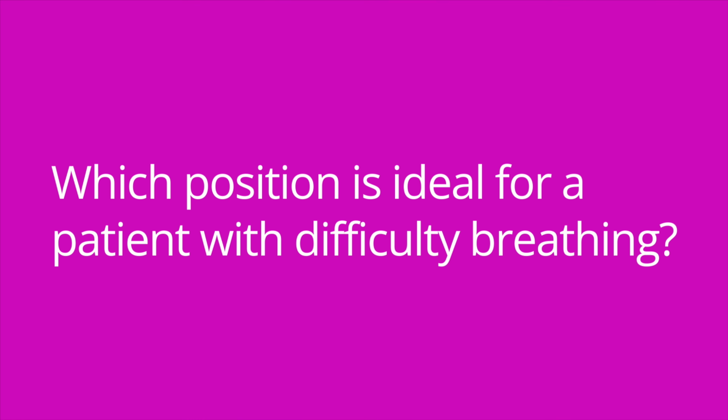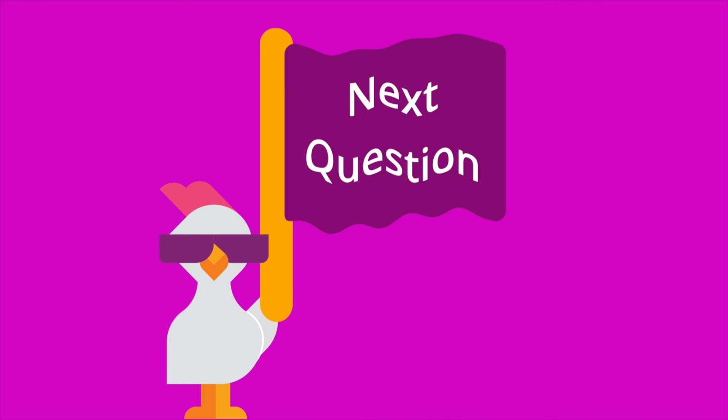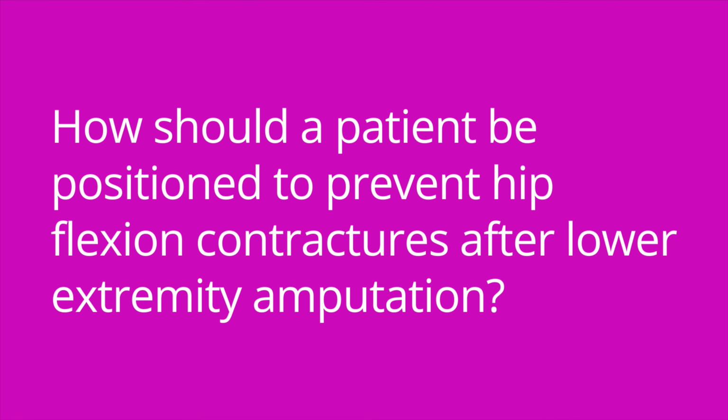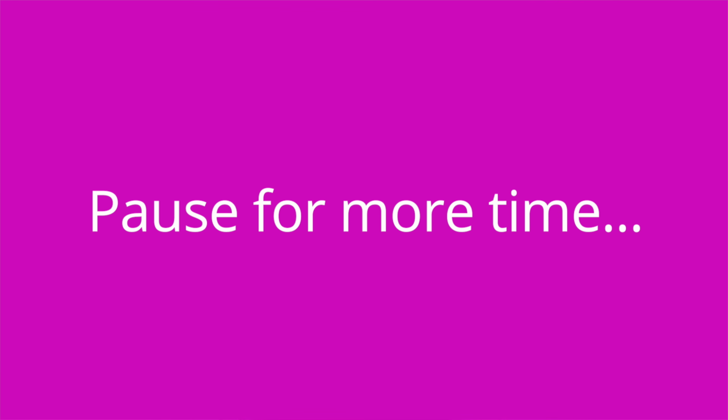All right, I'm so glad you stayed until the end because I'm going to test your knowledge of key facts I provided in this video using our quiz questions. Which position is ideal for a patient with difficulty breathing? High Fowlers. How should a patient be positioned to prevent hip flexion contractures after lower extremity amputation? Prone. Which position is most commonly used for gynecologic procedures? Lithotomy.